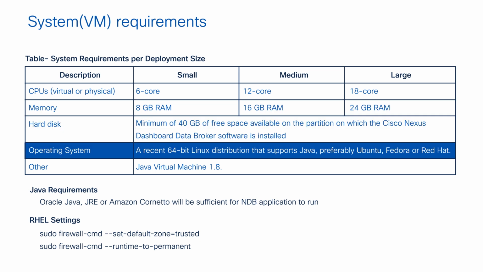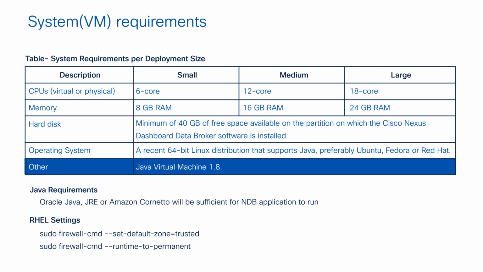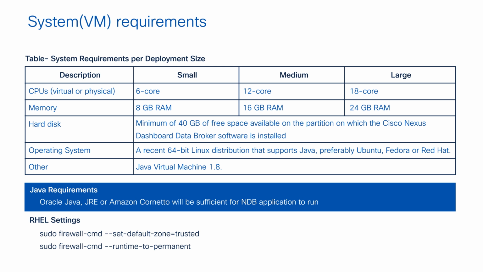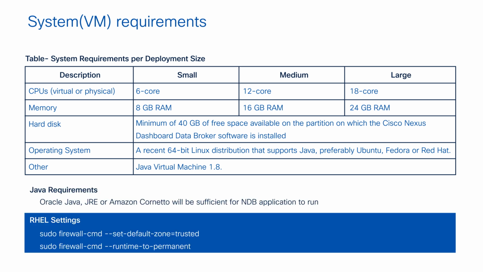When it comes to the operating system, it's a 64-bit Linux distribution. The NDB application is agnostic and can run on any flavor, any kind of distribution. The minimum Java requirement for the NDB application to run is Java 1.8. We have the freedom to choose Java from either Oracle or Amazon Corretto, which is a free Java, and is sufficient to run the NDB application. Whereas with RHEL Enterprise, there are some settings that need to be done for the application to run safely. These are the trusted mode settings that you need to do on the firewall.